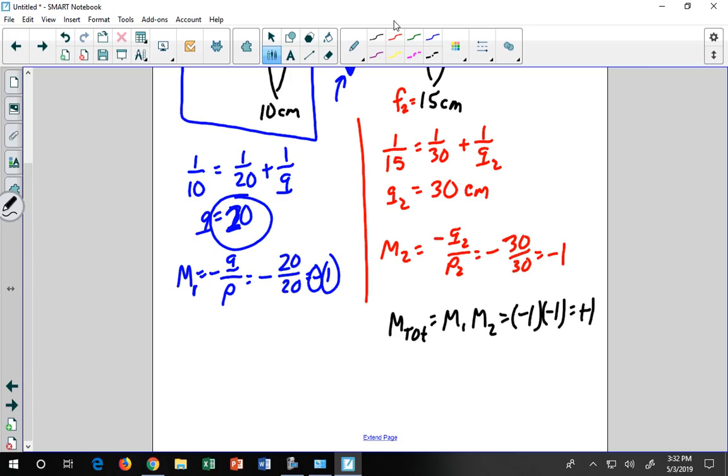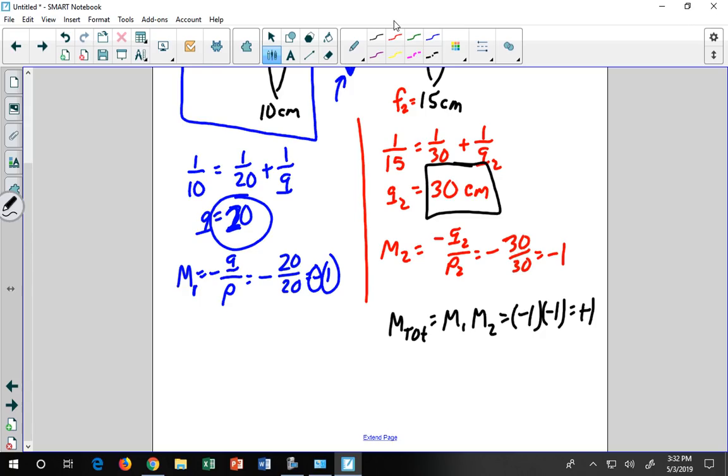So my final image is going to be upright, the same direction as my final object. It's going to be the same size as the original object, and it's going to be real. The reason I know it's real is because this is positive. I don't think I asked you this on the free response, but it might come up in your multiple choice to be able to describe those.